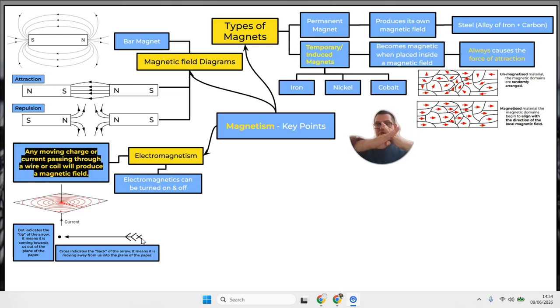That basically forms a crisscross pattern if you look at it. So think of that as the back of the arrow. So a cross indicates the back of the arrow. So how is that shown in diagrams? Here is one diagram where you can see there's a dot in the centre. That dot isn't a random dot. That dot is telling us that the current is coming out of the paper. If you're looking at the screen now, that means that the dot is coming out of the screen.